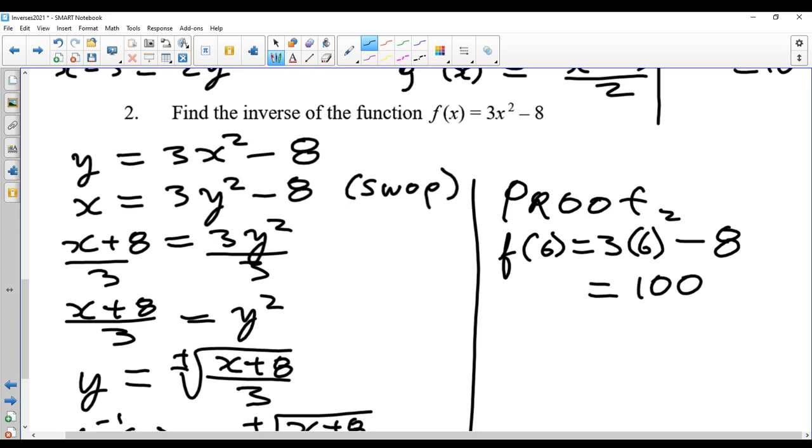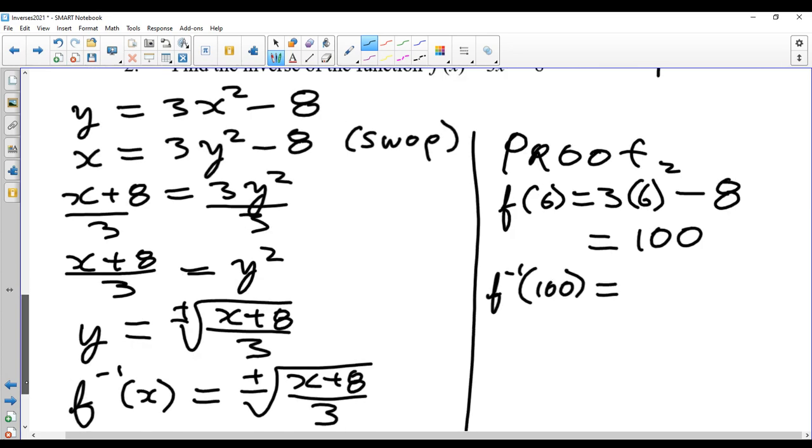So 6 squared is 36. 36 times 3 is 108. 108 minus 8 is 100. That's what I got mentally. But you double check that. Did I get that right? Okay, good. So if our inverse is good, then f to the minus 1 of 100 should give me back the 6.